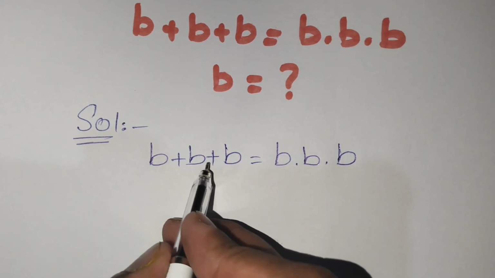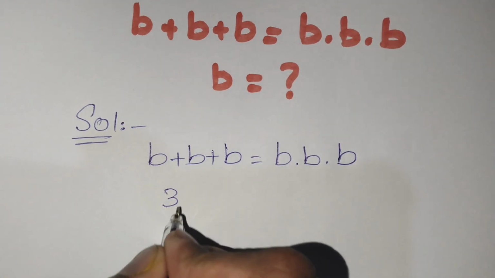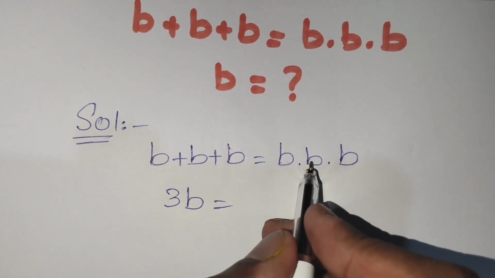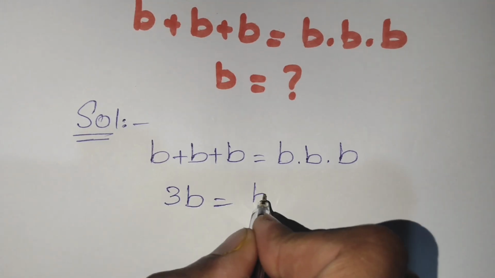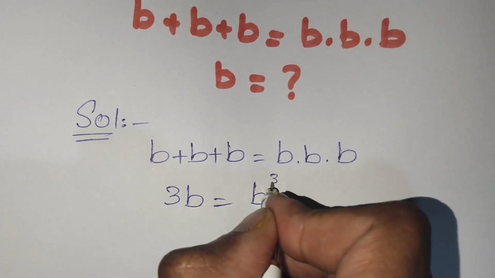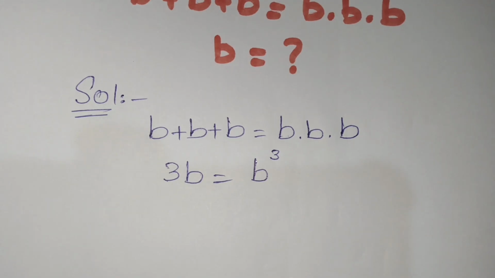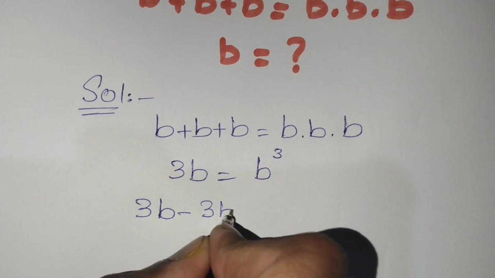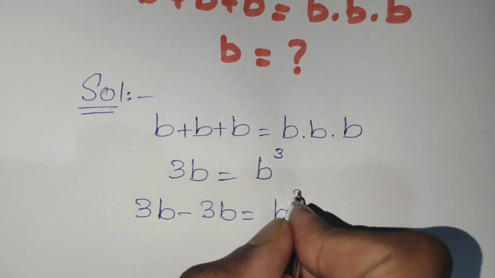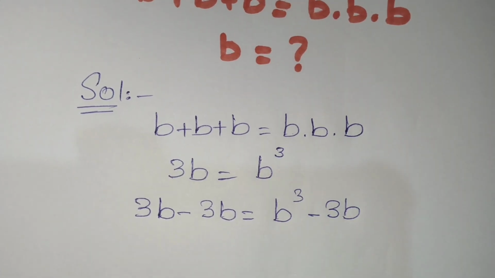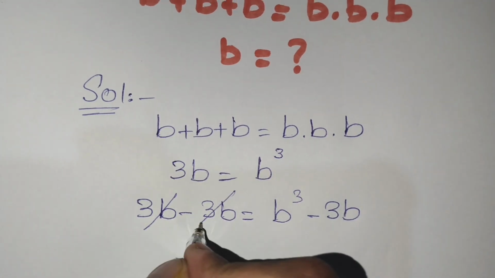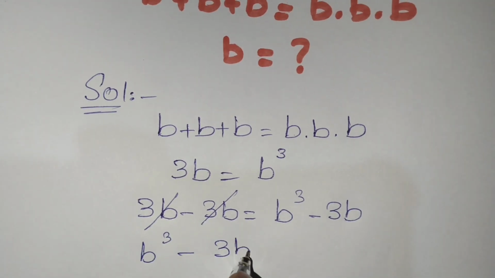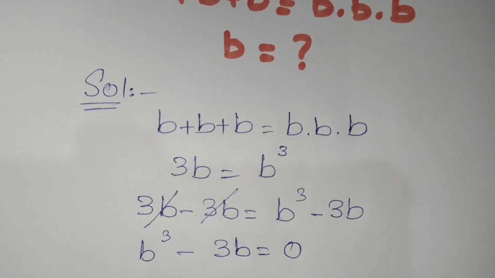b plus b plus b is 3b, whereas if we multiply b into b, b square into b is b cube. Now subtract 3b on both sides of the equation. 3b minus 3b is equal to b cube minus 3b. Plus 3b minus 3b cancel. We have b cube minus 3b is equal to 0.